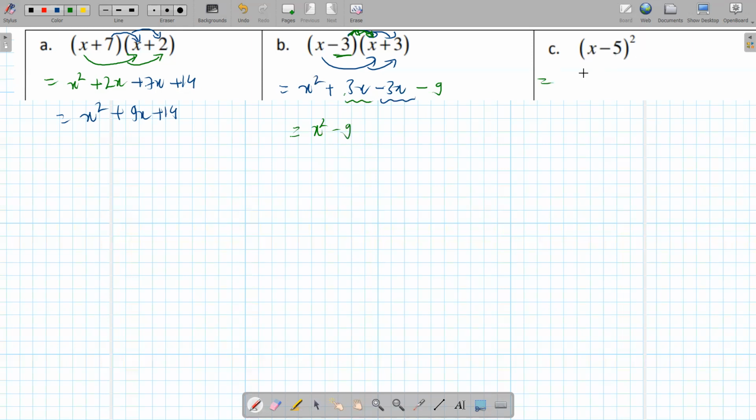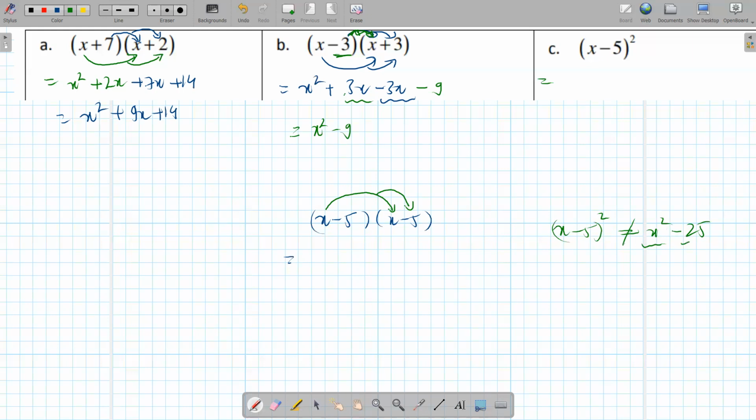What about this one? X minus 5, and now there's a whole squared element to this. X to the power of 2 minus 25. Not as easy as that, right? By the way, that's not the case. It's a good answer, but it's not the right answer, because it's a very common mistake. X minus 5 squared is not x squared minus 25.